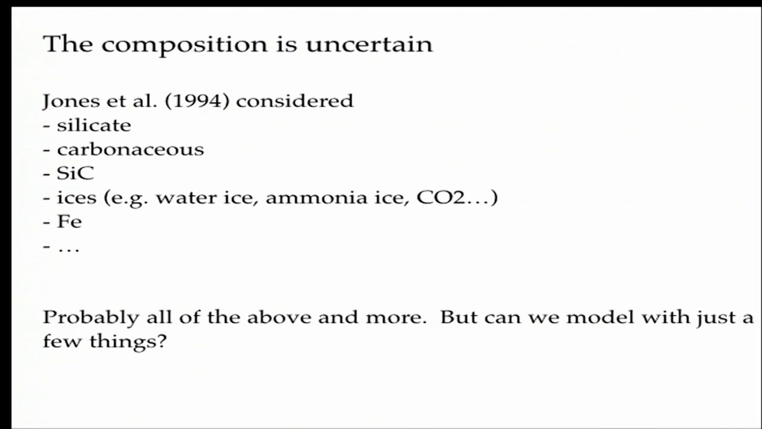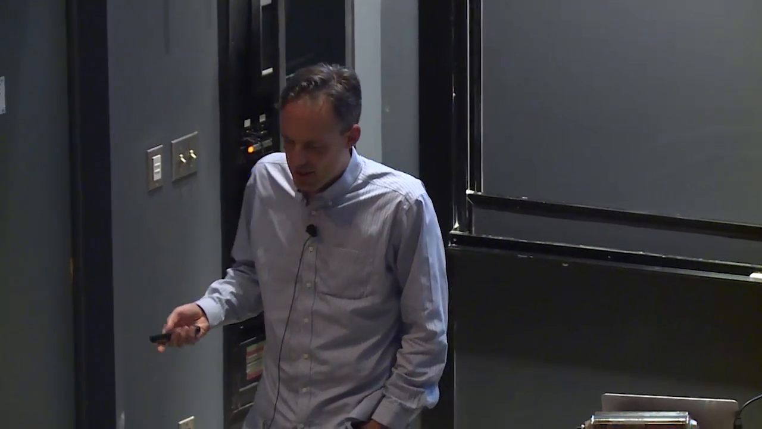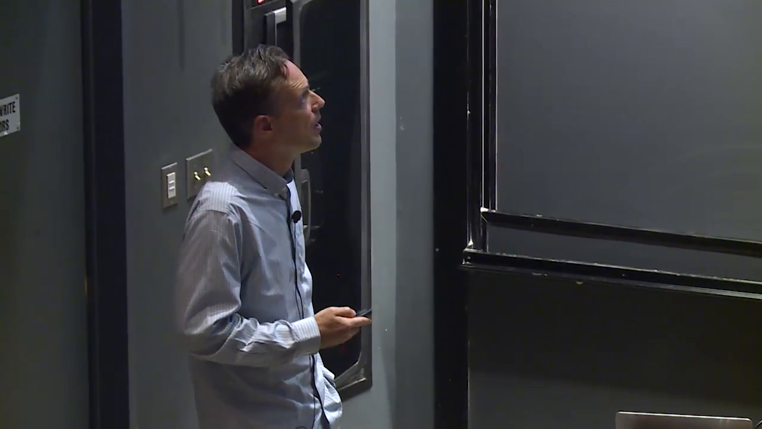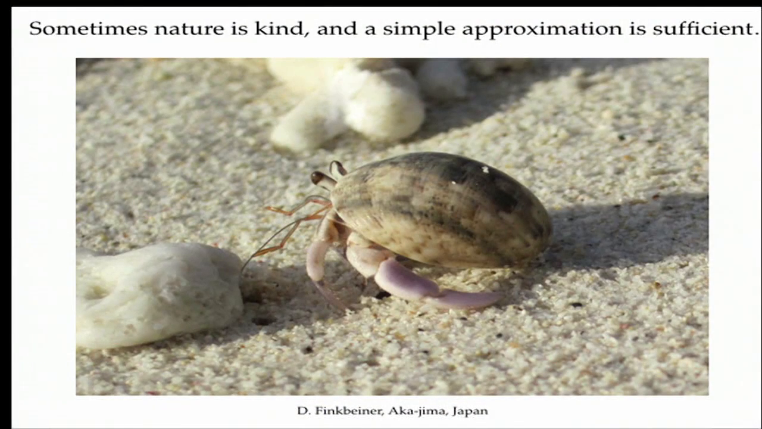So the composition of this stuff is quite uncertain. We know there are some silicates and some carbonaceous grains because we see those features. There's probably silicon carbide and various ices and iron and so on. And so, there are a million different things dust can be, and you might think that modeling all of this is just completely hopeless and we can go home. But nature is often more kind to us than it needs to be.